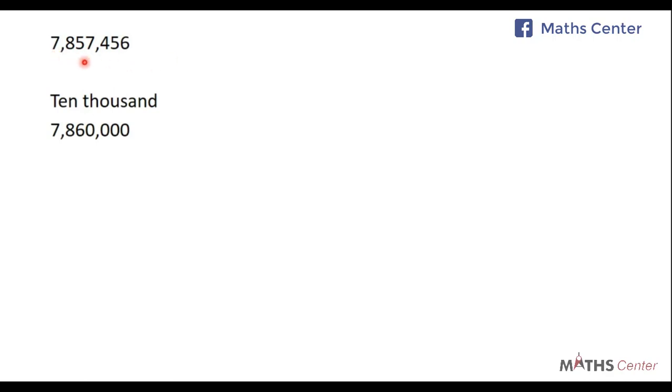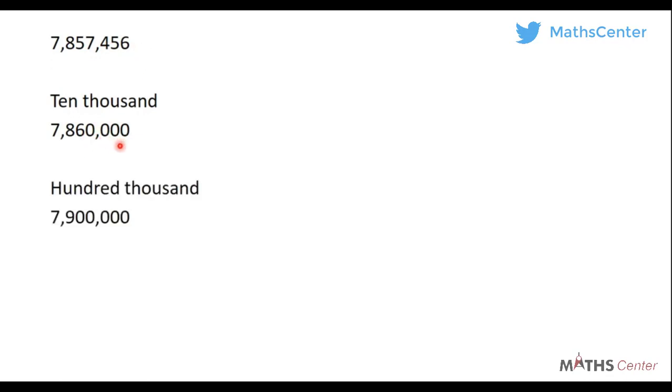So you write 7, 8. The digit in question is 5. The one in front of it is 7. So you add 1 to it. When you add 1 to it, it becomes 6. Then how many digits are remaining? 1, 2, 3, 4. So we change all of them to 0. So we add the 4 zeros to it.